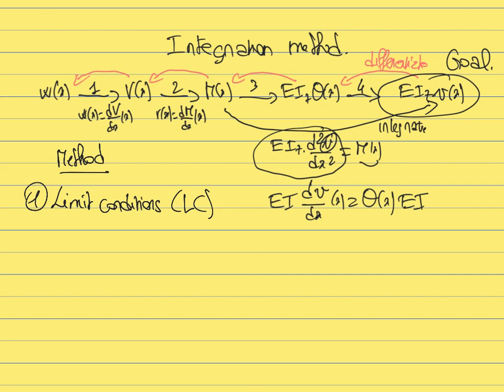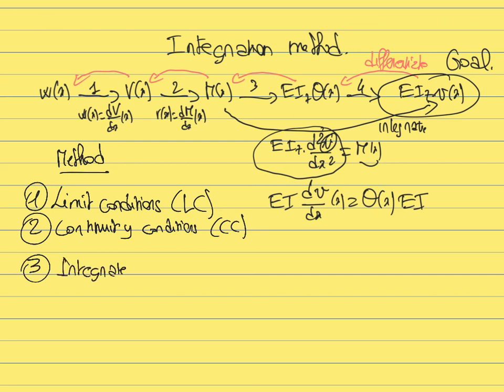The second thing that will also be useful is to identify where there are some discontinuities or continuities. So you will need to identify some continuity conditions. If you have some beams that are attached to each other, or if you have some discontinuity in the internal shear and the internal moment, then that will be some other useful information that you can use to find the integration constants. Then the third step is that you will need to integrate 4 times the distributed load.